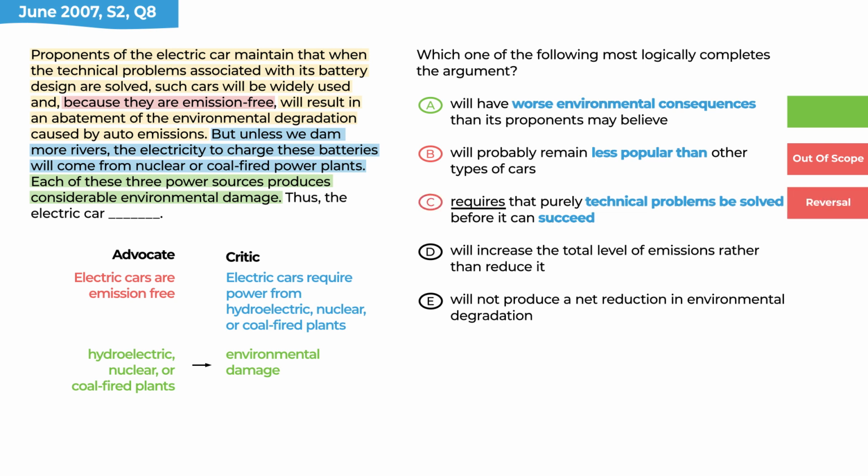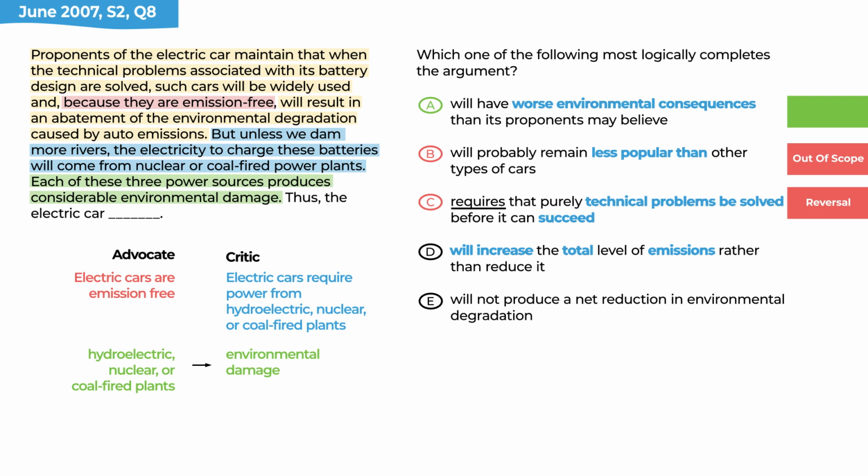Answer choice D says that the electric car will increase the total level of emissions rather than reduce it. When the critic talks about the damage that's going to be done by producing this power in power plants, the critic doesn't suggest whether the damage is going to represent emissions or other kinds of damages. If we assume that that damage takes the form of emissions, which we probably shouldn't do, we still don't know what's going to happen to the total level of emissions.